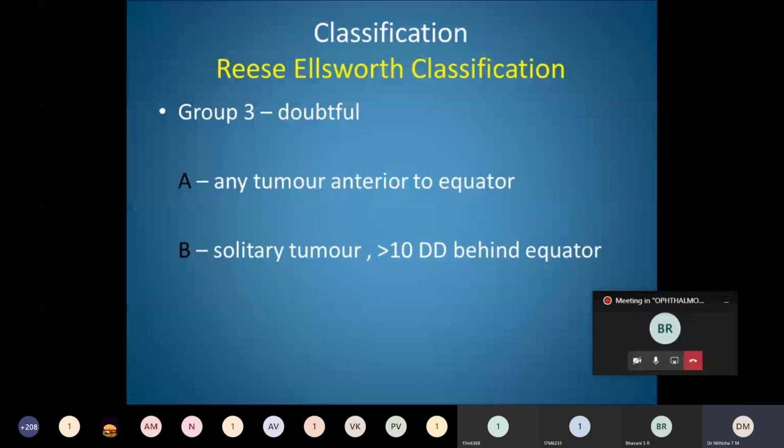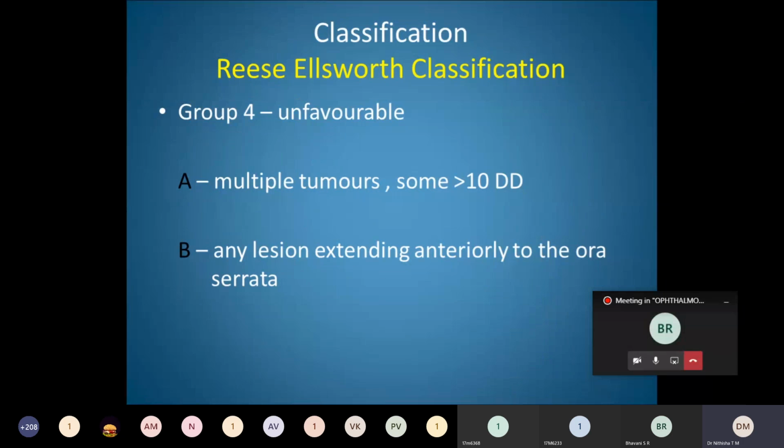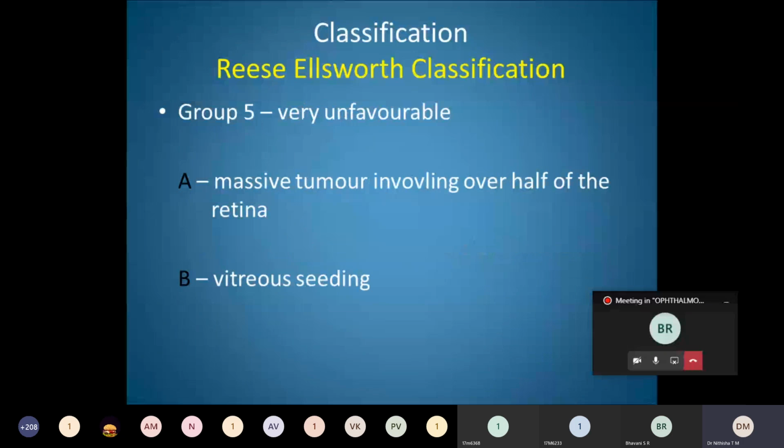Group 3 is doubtful: any tumor which is anterior to the equator. B is a solitary tumor which is more than 10 disc diameters behind the equator. Group 4 is unfavorable: multiple tumors, some more than 10 disc diameters. B is any lesion extending anterior to the ora serrata. Group 5 is very unfavorable: a very massive tumor involving over half of the retina.